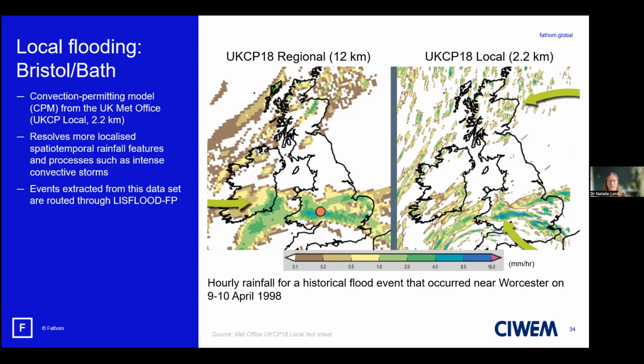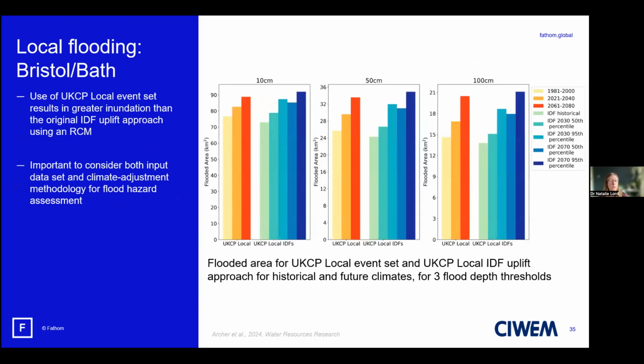Next slide, please. Results in greater inundation compared to that produced by applying change factors. This is illustrated in the plot on the right, where the yellow to red bars represent inundation produced using the event set approach for three different time periods, and the greens and blues represent the change factor approach for those same time periods.